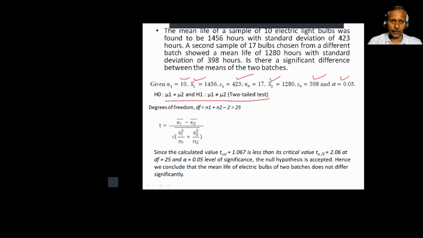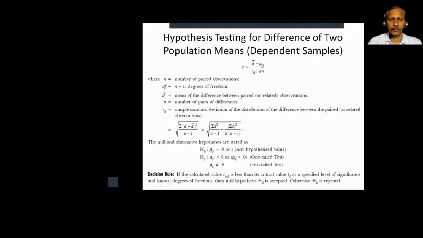Now, with the help of the formula, we have calculated, and the calculated value comes to 1.067. We compare that with the table value. The table value comes to 2.06. Since the calculated value is less than the table value, we can say that the null hypothesis is accepted. Hence we can conclude that the mean life of electric bulbs of the two batches does not differ significantly. This means that there is no difference between these two samples.